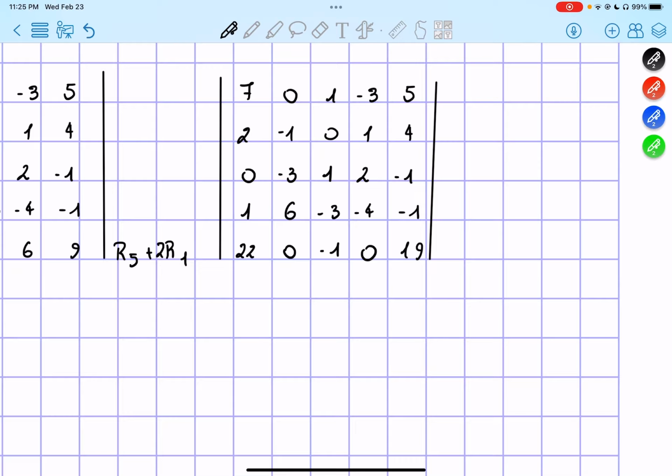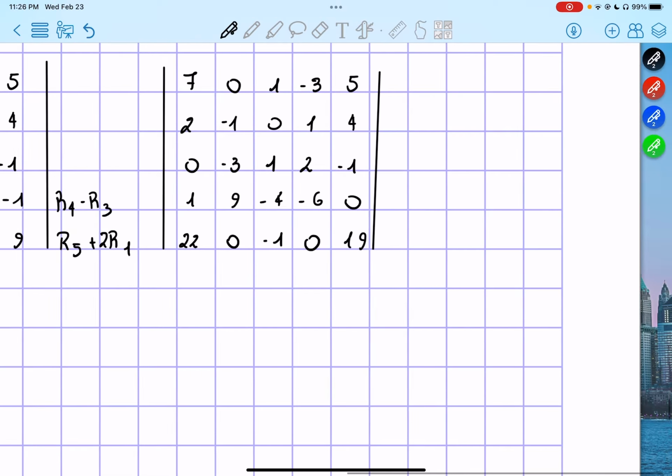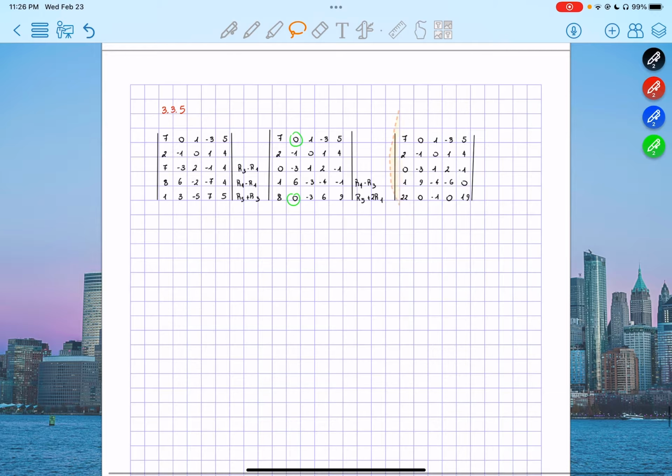Now, let's see. I could do, actually, let's do it back here. So row 4 minus row 3. I'm just gonna go back and change this row over here. Nothing happened anyway. So row 4 minus row 3, so 1 over here, 9, -4, -6, 0. Okay, just getting a little step closer to the answer.